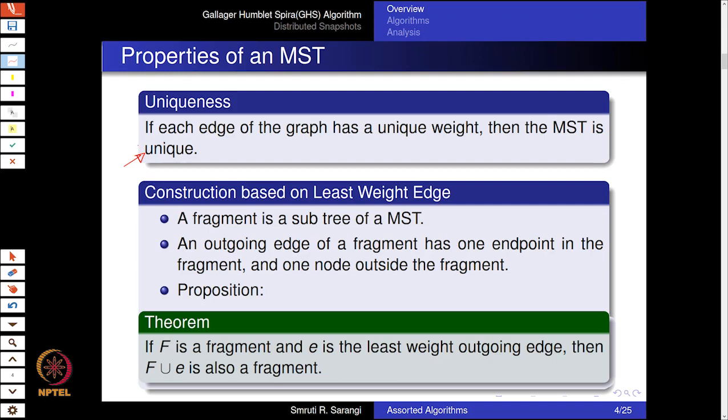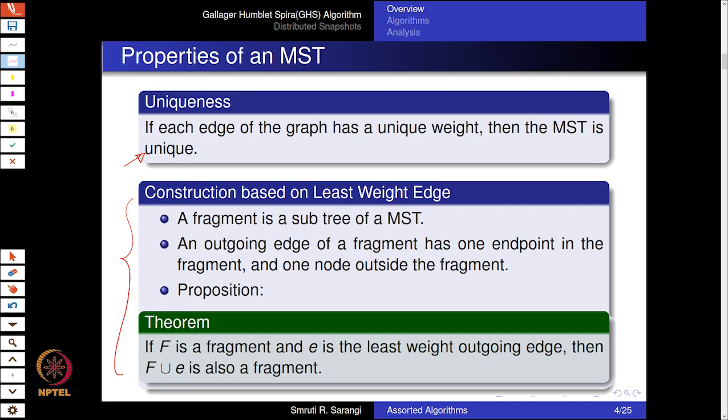Of course, if you have edges with the same weights, then you could have a non-unique MST, in the sense of two MSTs with the same weight. Otherwise, it will not happen. Furthermore, here is one more theorem that is a direct outcrop of the proof of Prim's algorithm. It is called construction based on the least weight edge.